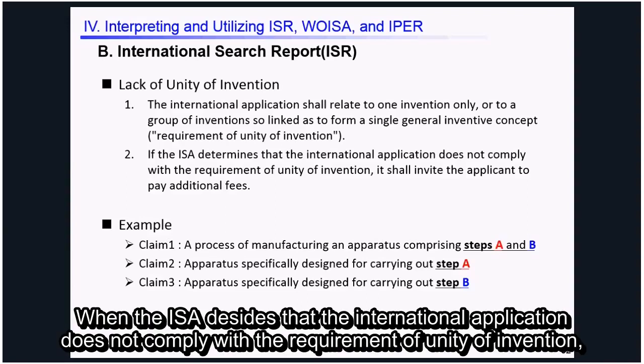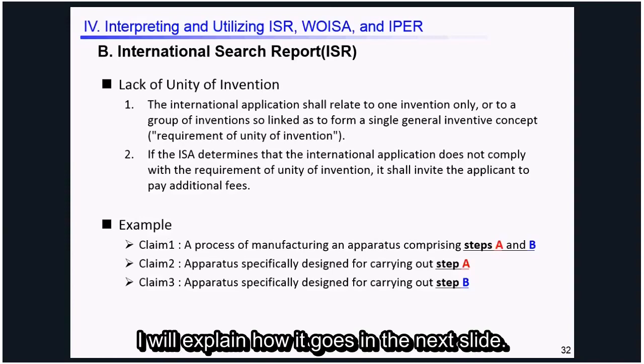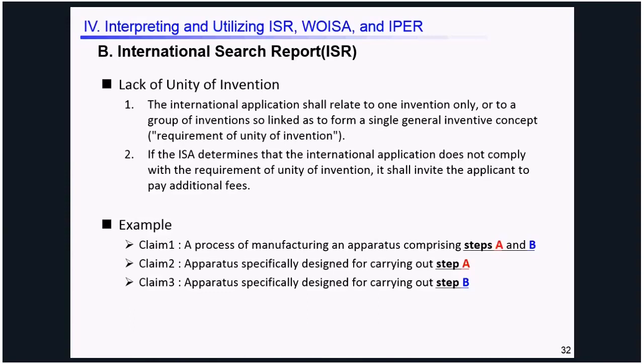When the ISA decides that the international application does not comply with the requirement of unity of invention, the ISA asks the applicants to pay additional fees. I will explain how it goes in the next slide.